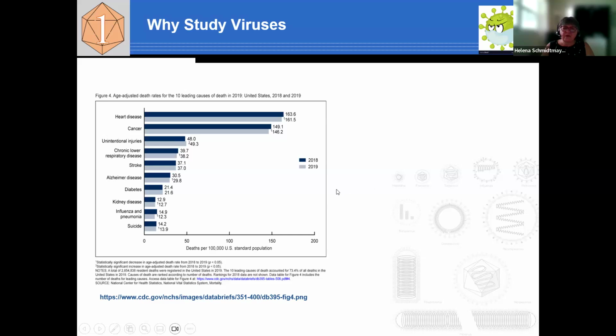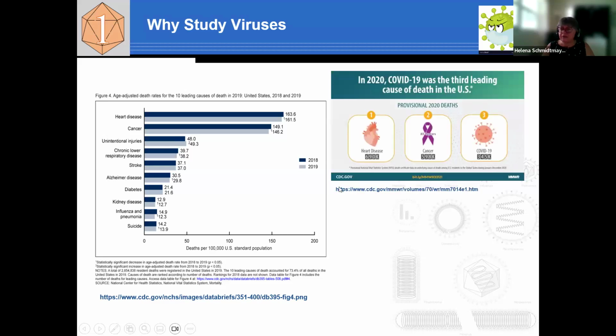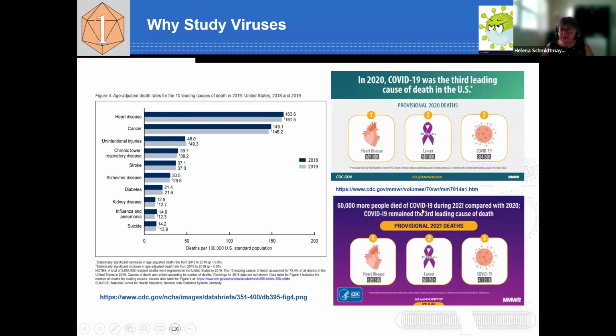All this view changed in 2020 during the COVID-19 pandemic. And this is from the US, and this is the difference now. Yes, heart disease is number one in death rate, cancer number two. But the third leading cause of death in the US, as in the world, was COVID-19. So it completely changed the picture of the death rate attributed to different conditions. And in 2021 it was the same, it persisted and the number increased.